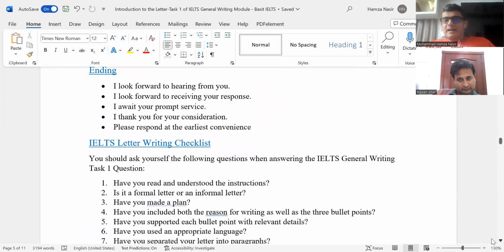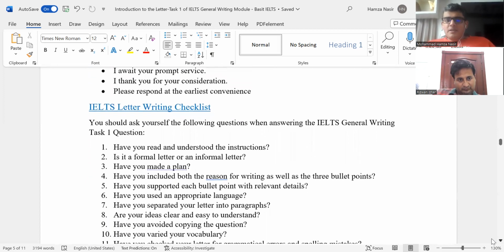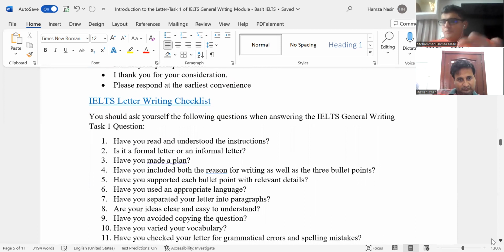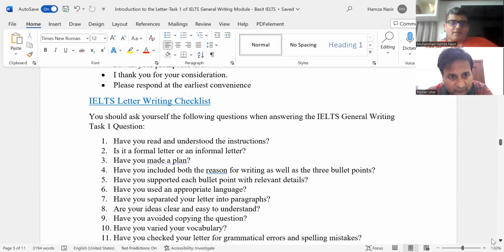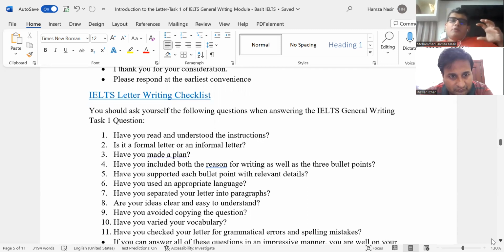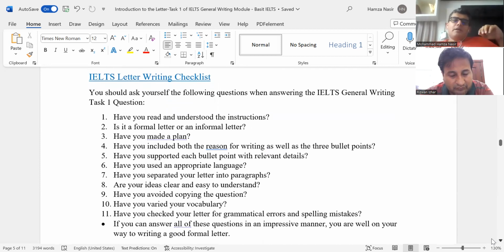Right. So next up, IELTS letter writing checklist. Okay. तो हमने थोड़े से pointers और tips मैंने आपको दे दिए हैं, लेकिन like I said, you need to have a checklist also. You need to have a game plan, okay, when you are dealing with this letter part of the IELTS writing syllabus. So आप जब भी general writing के task 1 question को answer कर रहे हैं, you should ask yourself the following questions.